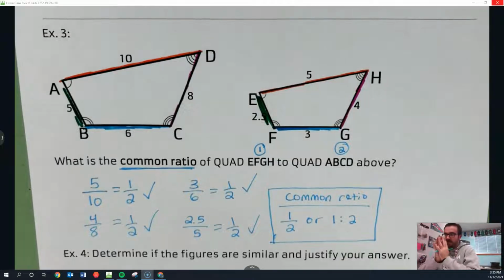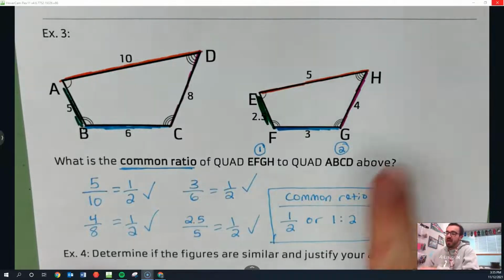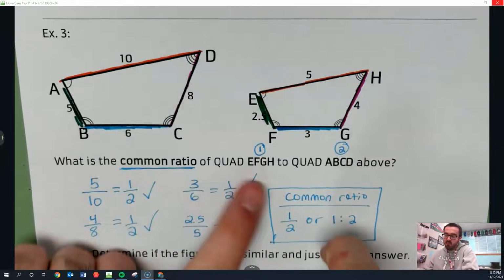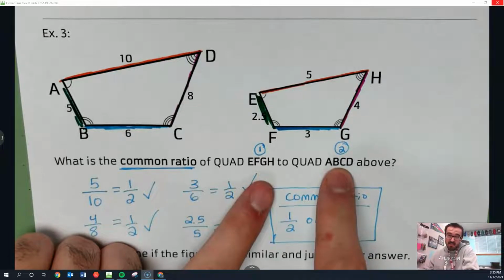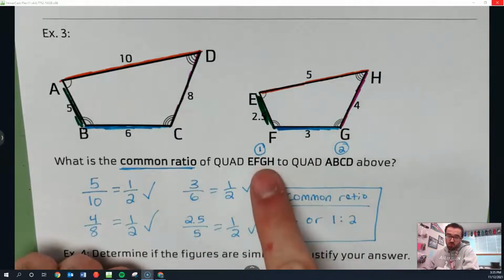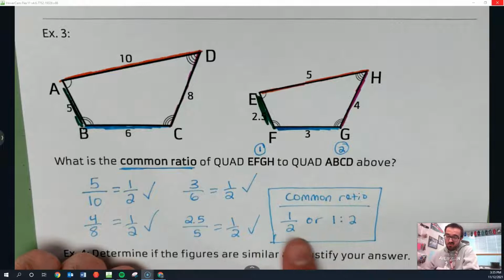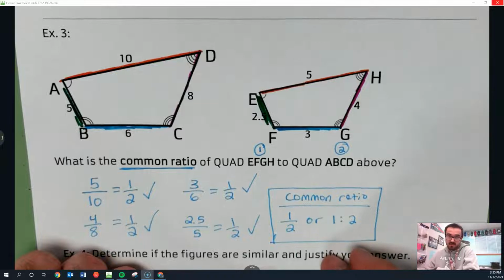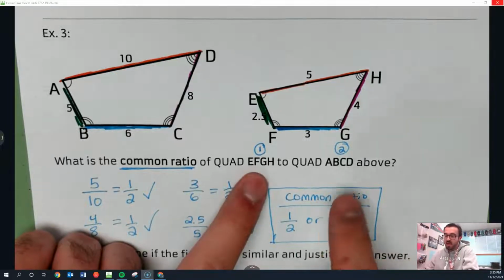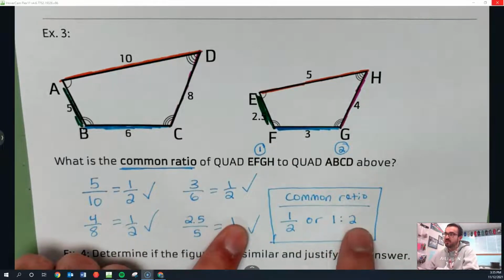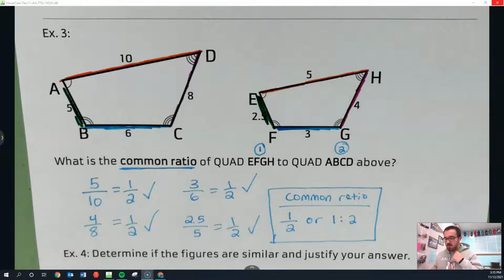Now, let me pause for a second and think. Order matters. So if I were to have said, what is the common ratio from quad ABCD to quad EFGH, 1 to 2 would not have been correct. It would have needed to be 2 to 1. They needed to flip. So notice how order matters. If these would have been flipped, it would have been 2 to 1. Okay? Example 4.